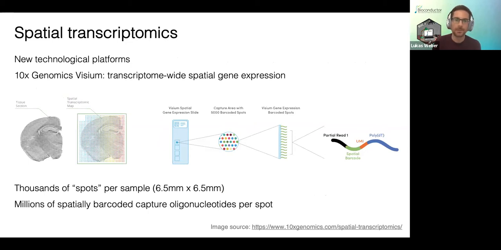Here are some more schematics showing how that works. So again, on the bottom left, this is a mouse brain tissue slide, then showing how this grid of spots is overlaid on top of the slide. On the right, that's showing the workflow. So the slide has 4 capture areas, each about 6.5 by 6.5 millimeters. Each of those capture areas has around 5,000 spatially barcoded spots. And then you're getting reads that are both spatially barcoded and with UMI barcodes as well.